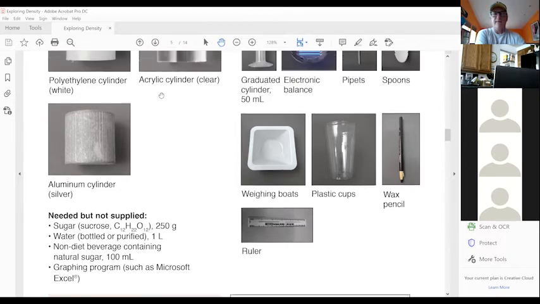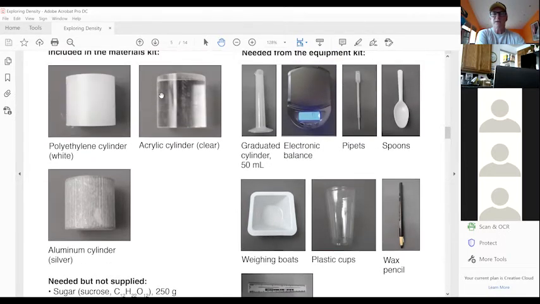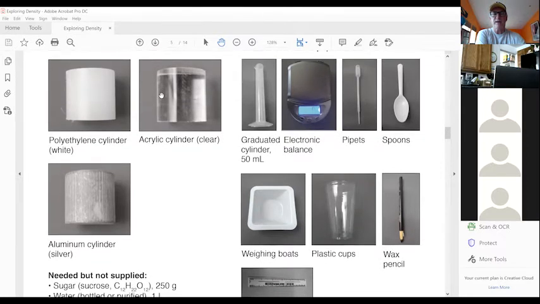So when you're making your solutions, there's a couple things to remember. Remember when we were taking the mass using our little balance last week. This time we're going to be using something called a weighing boat. So everyone found their weighing boats.